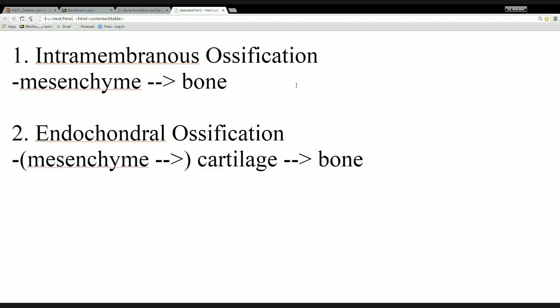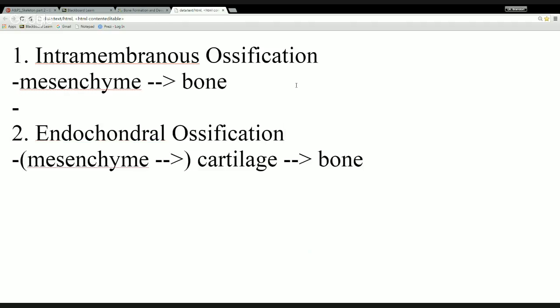Now, the way I've done this under endochondral, I've put mesenchyme in parentheses because when we talk about endochondral growth, we actually don't really worry about the mesenchyme step. We just start with cartilage and see how it develops into bone. But I wanted to put mesenchyme there because remember, all connective tissues ultimately come from mesenchyme. And while there are situations where bone comes directly from mesenchyme, there are also situations where bone comes through an intermediate connective tissue, which eventually comes from mesenchyme.